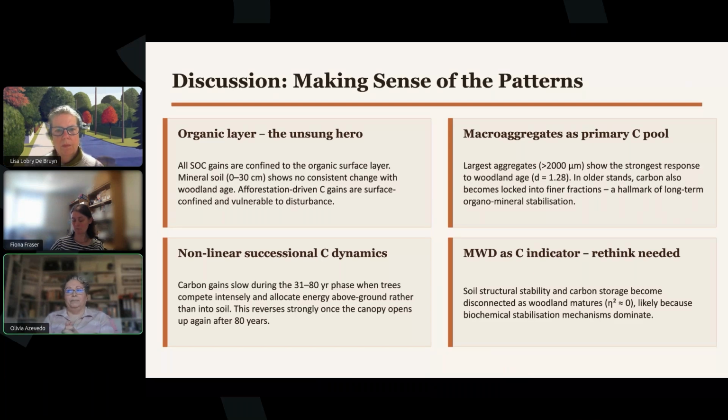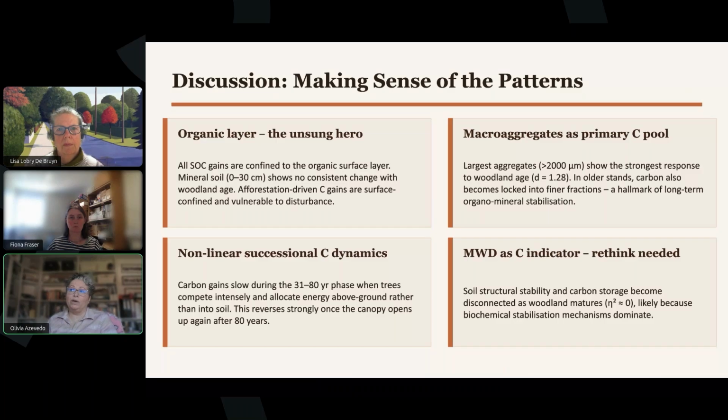Third, the aggregate carbon findings are consistent with the broader literature on macro aggregate dynamics. What's novel here is the long chronosequence and the fraction-specific resolution across depths. And last, mean weight diameter can't be used as a proxy for carbon in mature woodland systems.